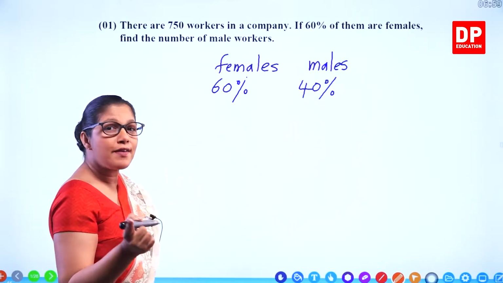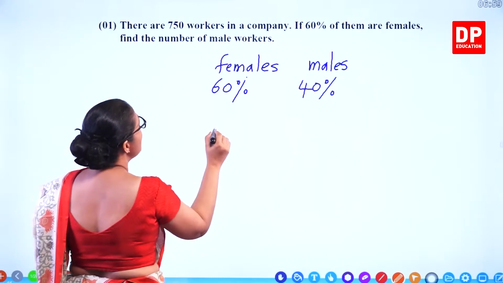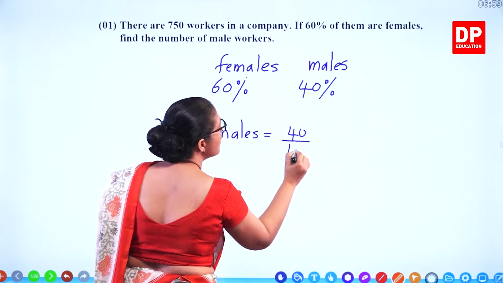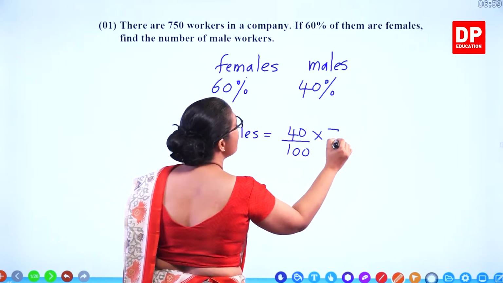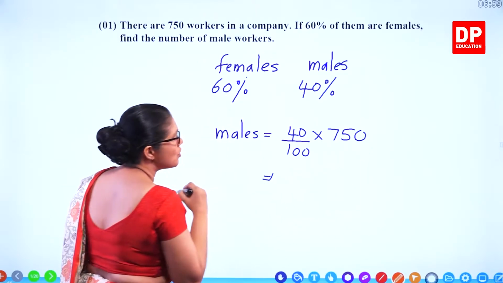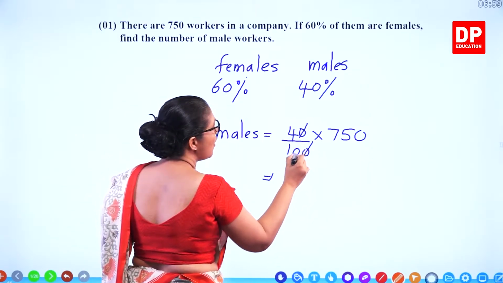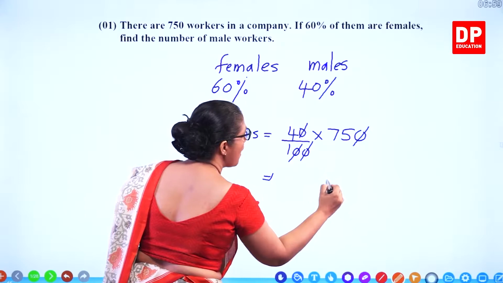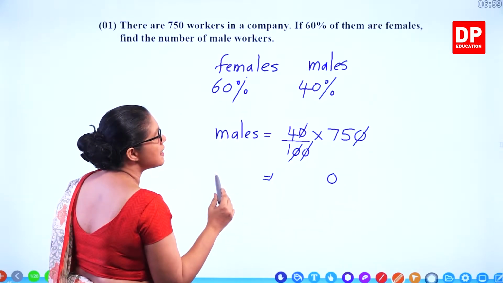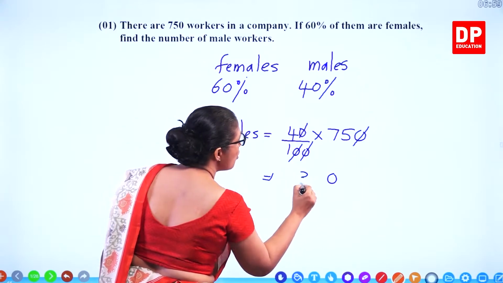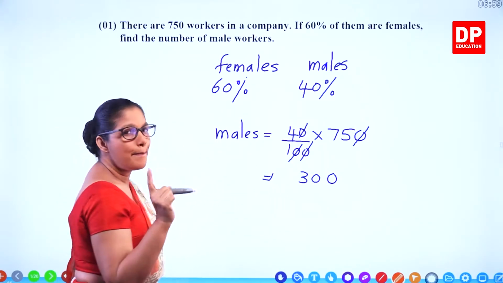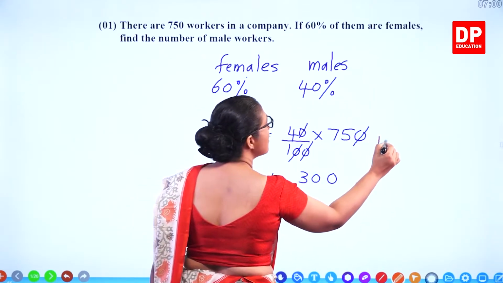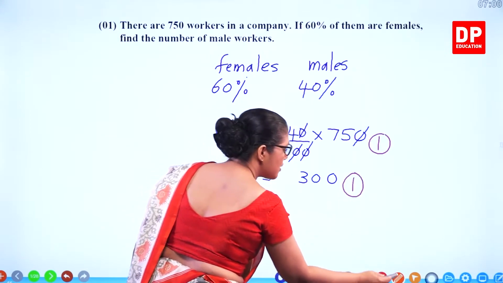Altogether 750 workers are there. So how many males are there? Males are 40% of 750. When you simplify, this 0 gets cancelled out with this 0. 4 times 75. 4 times 5, 20. 2 remaining. 4 times 7, 28, plus 2, 30. So 300 males are there. You get 2 marks for that: method mark 1 and accuracy mark 1.